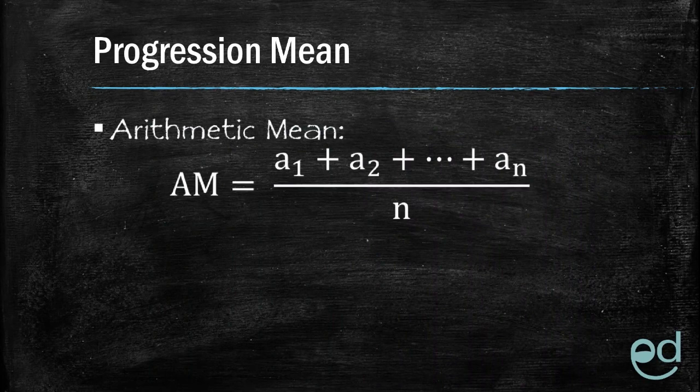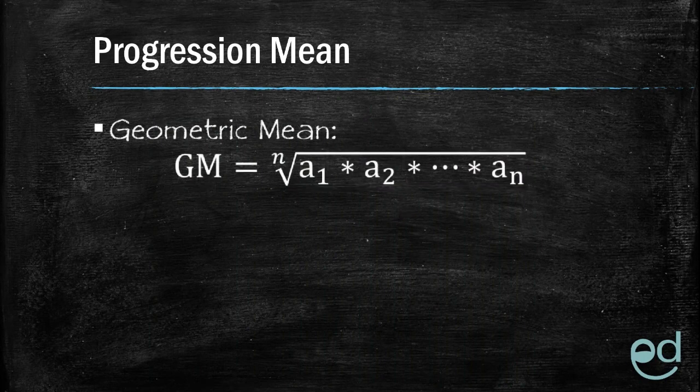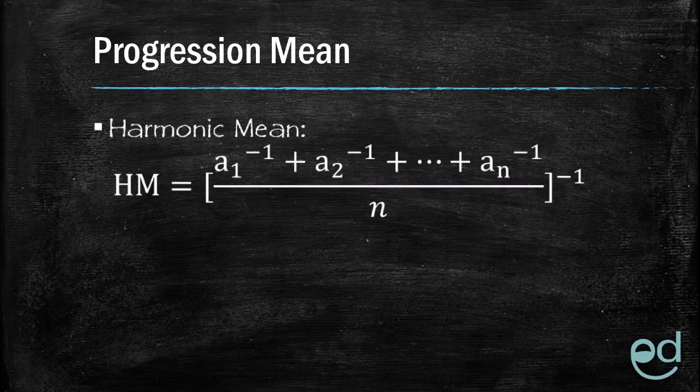There are 3 types of progression mean. Arithmetic mean, which is equal to the sum of terms divided by the number of terms. The second is the geometric mean. It is equal to the nth root of the product of terms. And lastly, the harmonic mean. It is equal to the inverse of the sum of the inverse of terms divided by the number of terms.